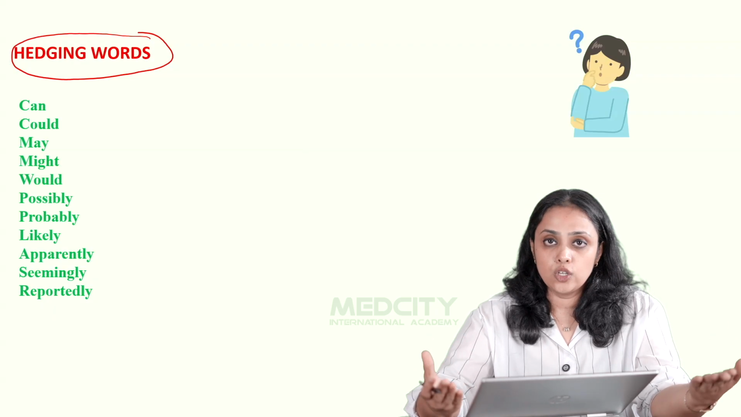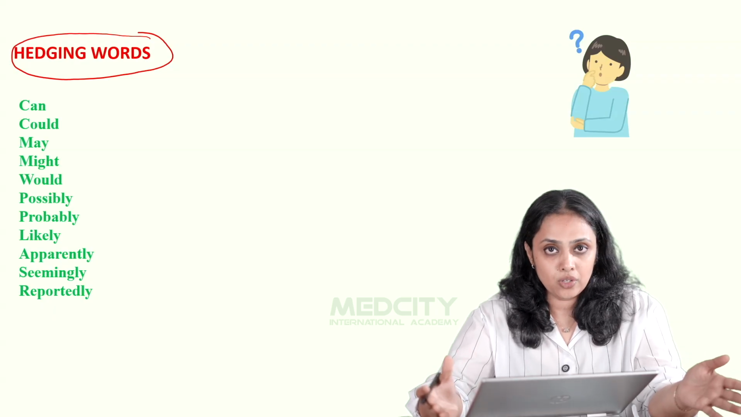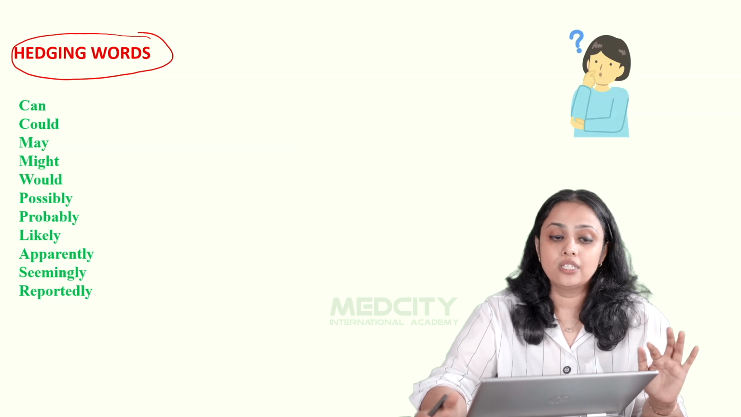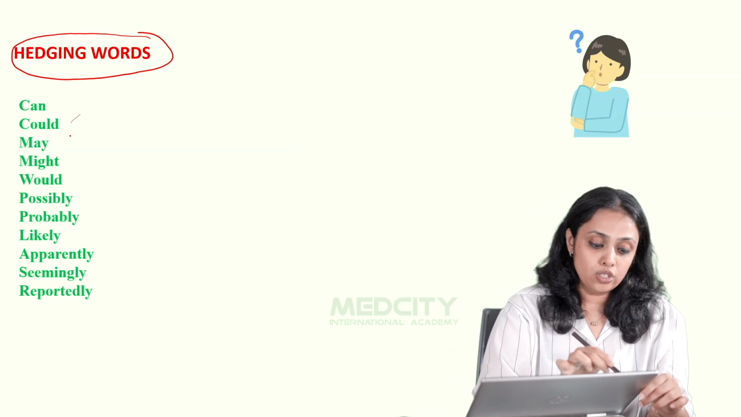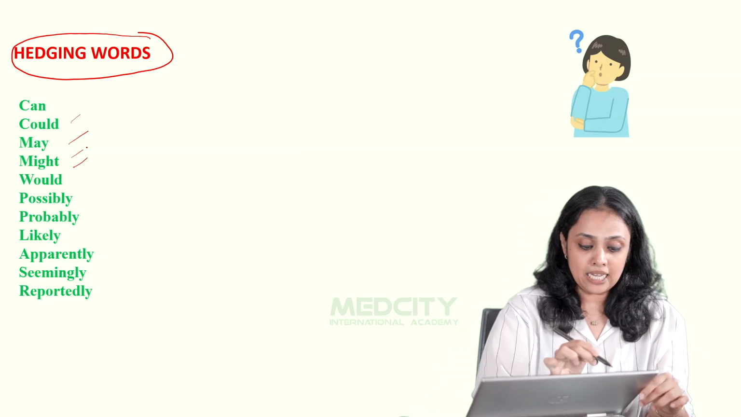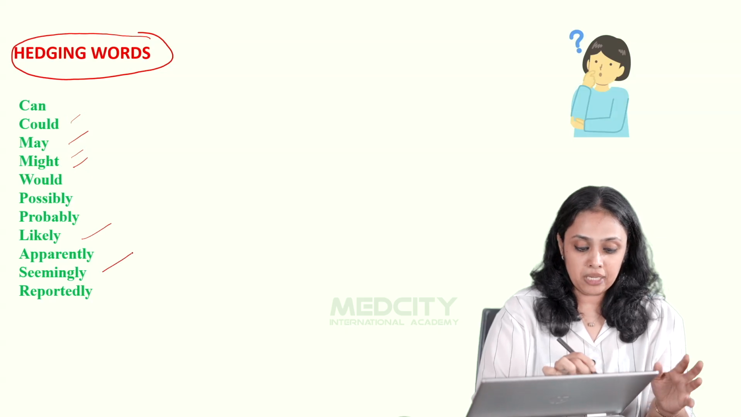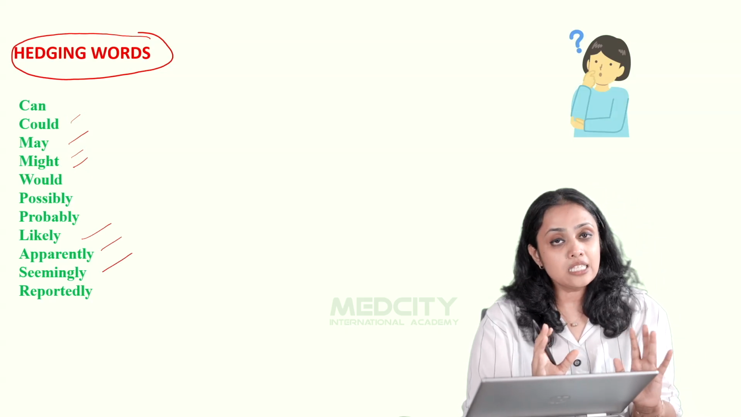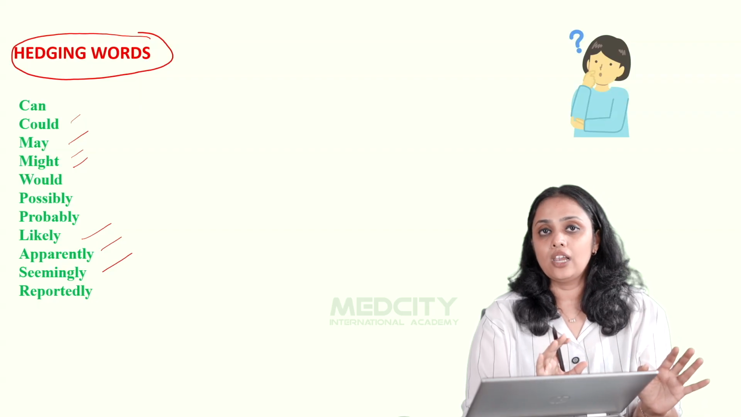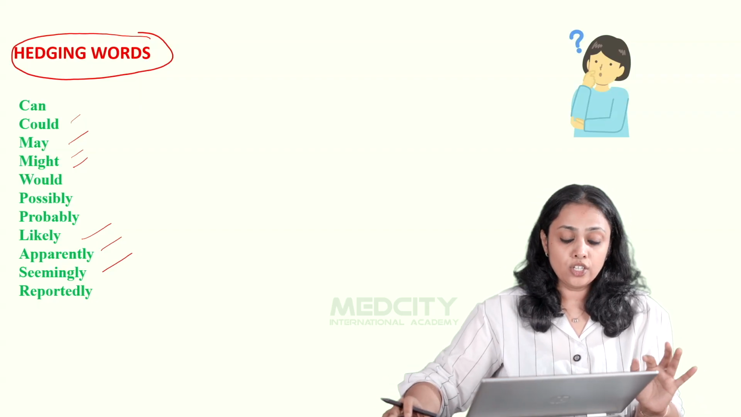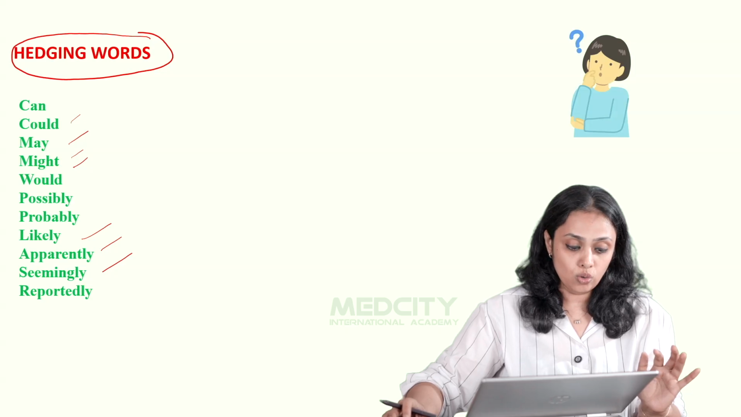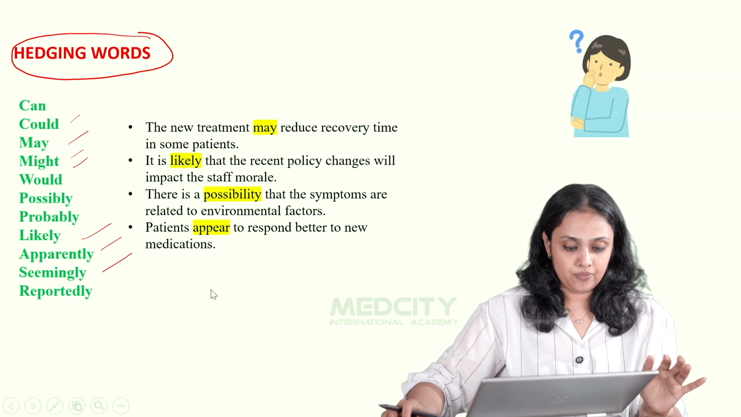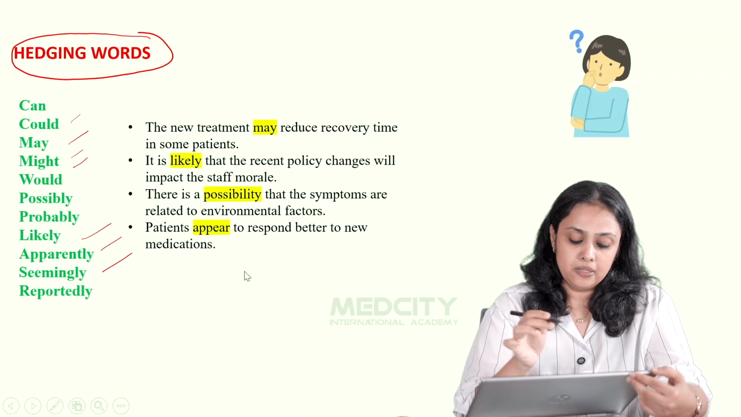If somebody is stating an opinion and if they are not very sure about it, to express that uncertainty factor, we use certain words like these. Could, may, would, might, likely, seemingly, apparently, all these indicate uncertainty. So such words we call hedging words. And you get these kind of words also in your reading part C. Let me show you a few examples.